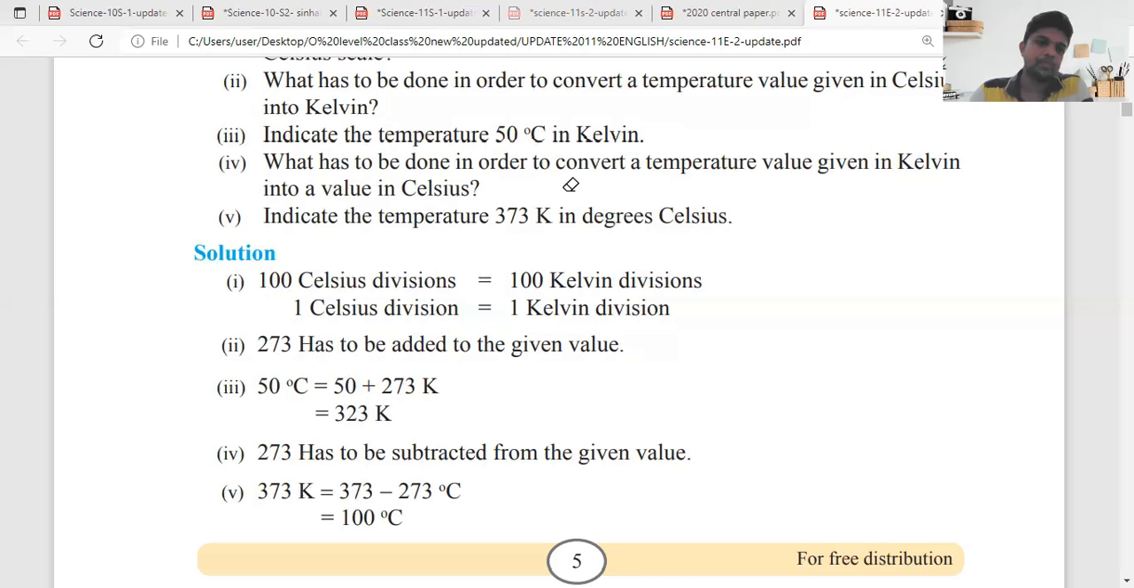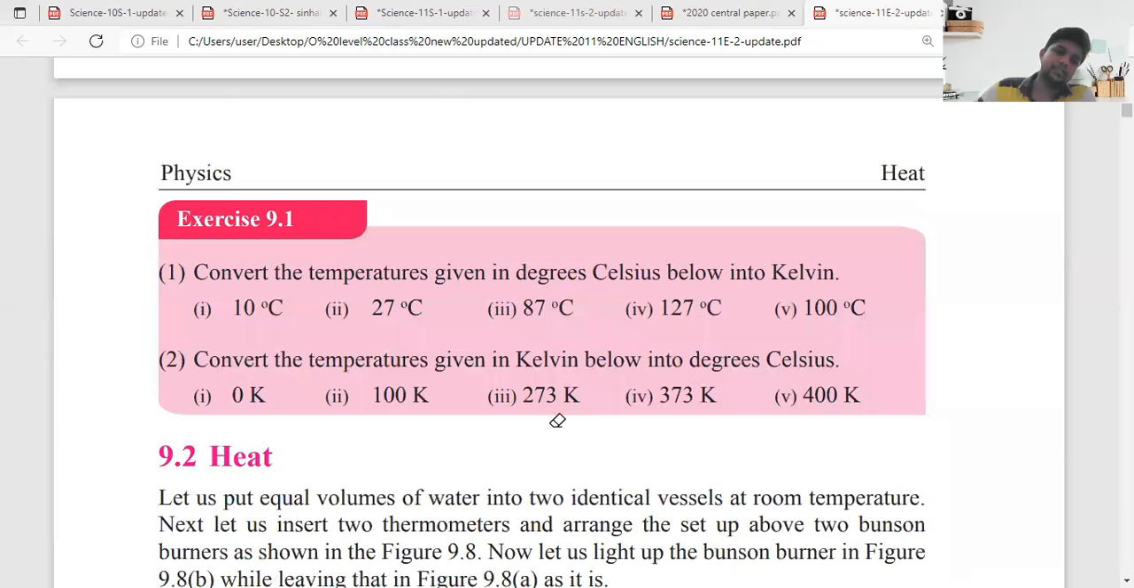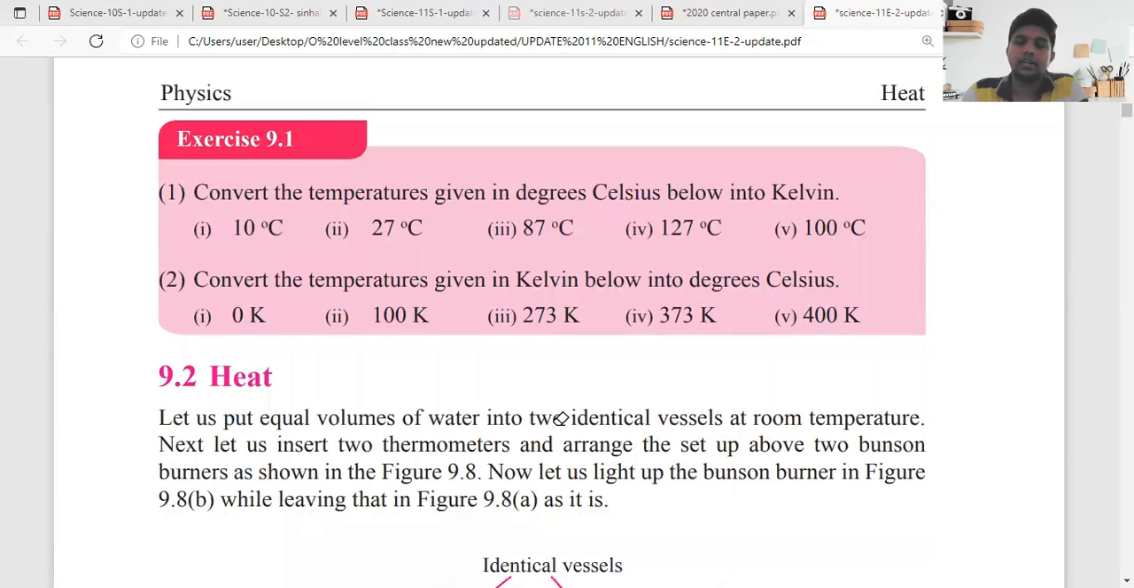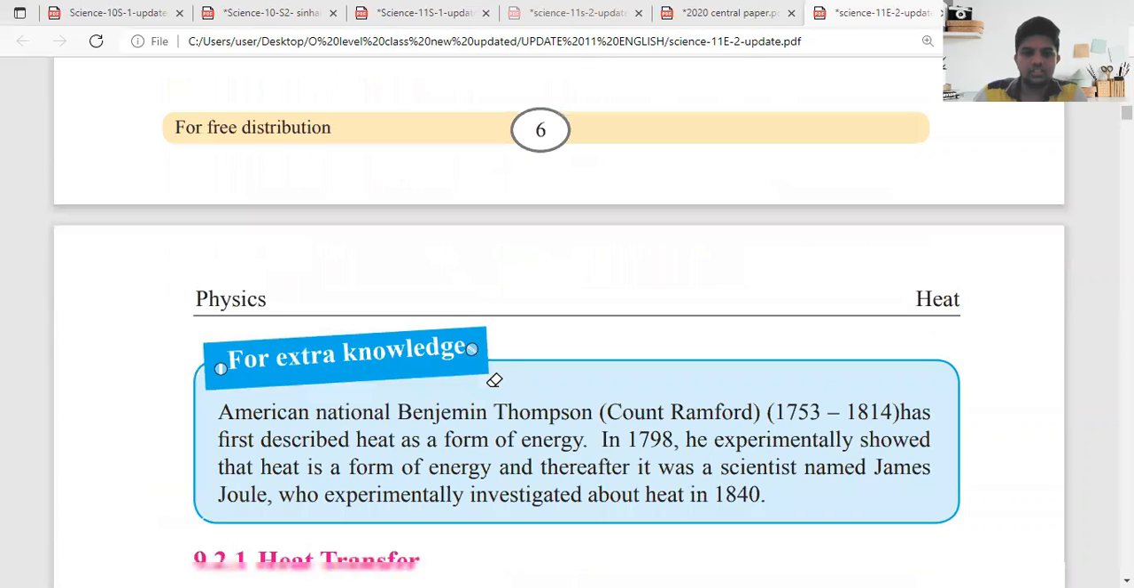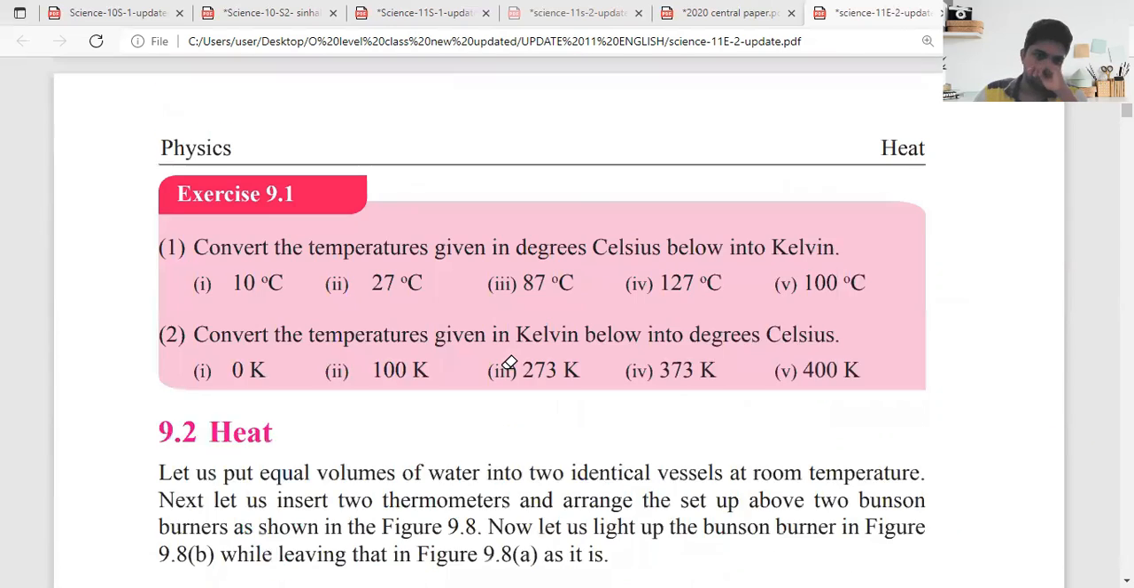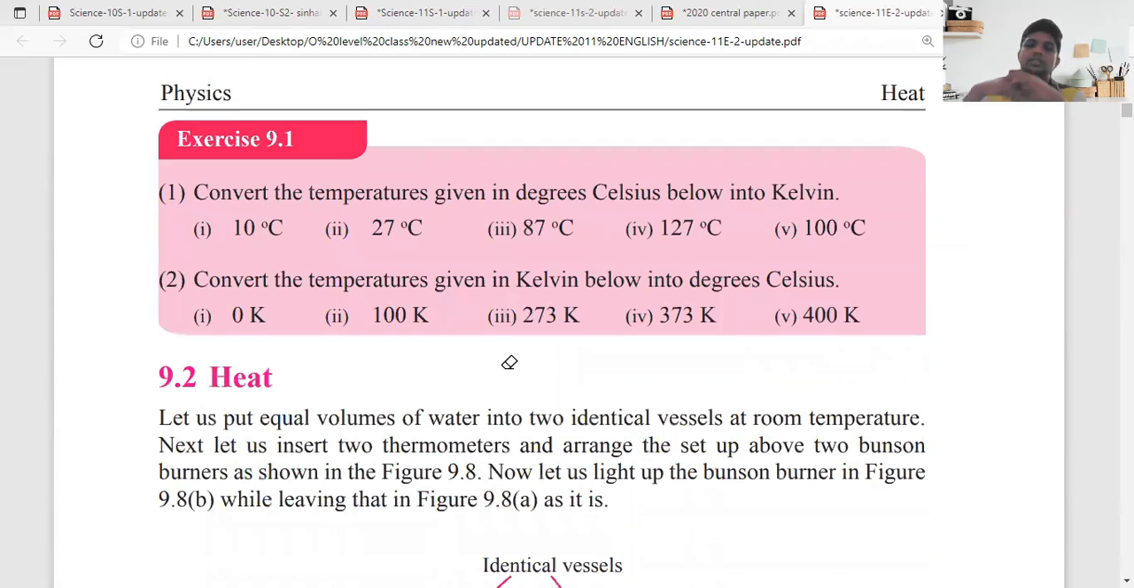Clear. Okay, then we have come to the exercises. Write the topic of the exercises. Exercise 9.1, page number 6. Now you have to do this part alone. I will give you 1 minute. First one, convert the temperature given in Celsius into Kelvin.